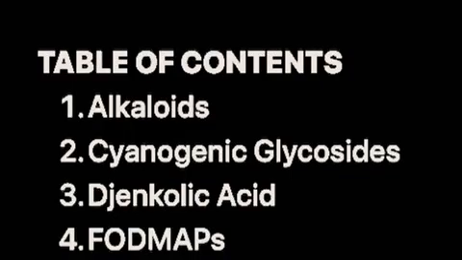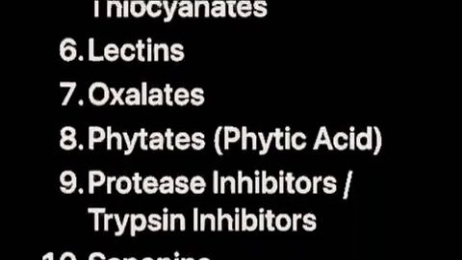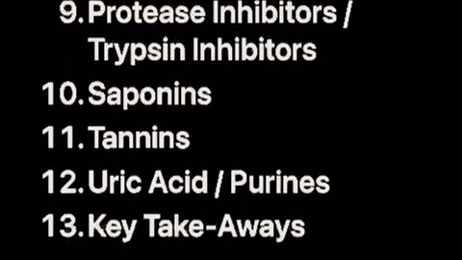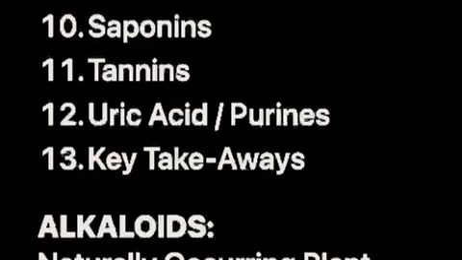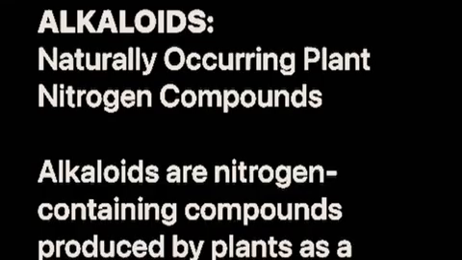Table of contents. 1. Alkaloids. 2. Cyanogenic glycosides. 3. Glycolic acids. 5. Goitrogens, glucosinolates, thiocyanates. 6. Lectins. 7. Oxalates. 8. Phytates, phytic acid. 9. Protease inhibitors, trypsin inhibitors. 10. Saponins, tannins. 12. Uric acid, purines. 13. Key takeaways.